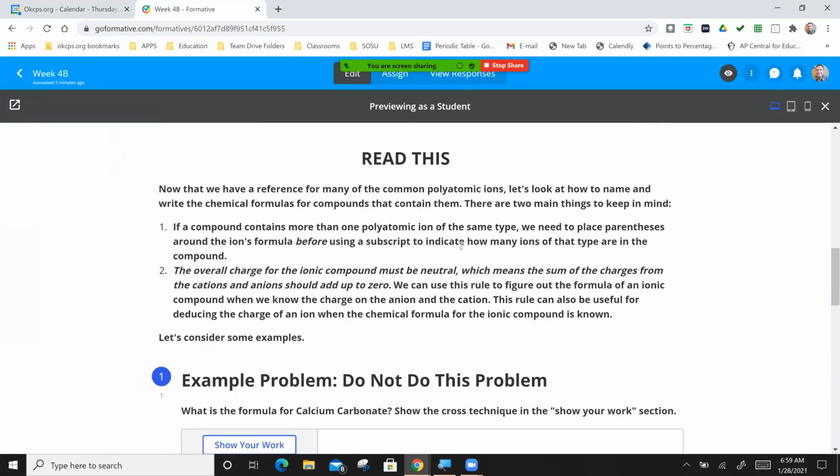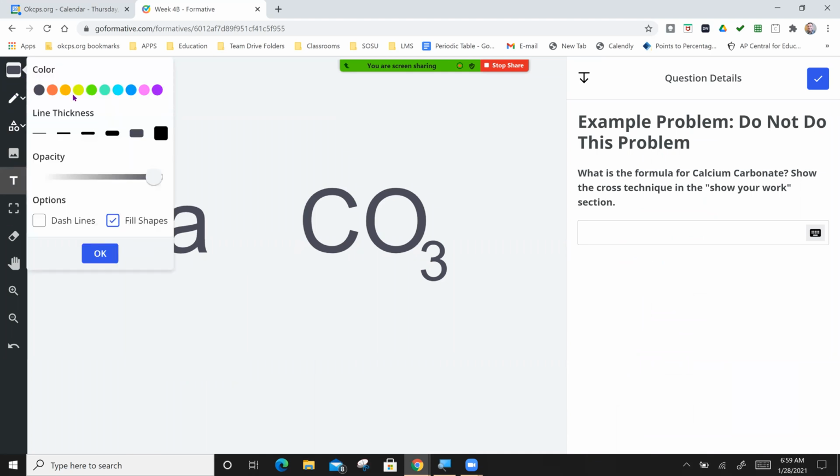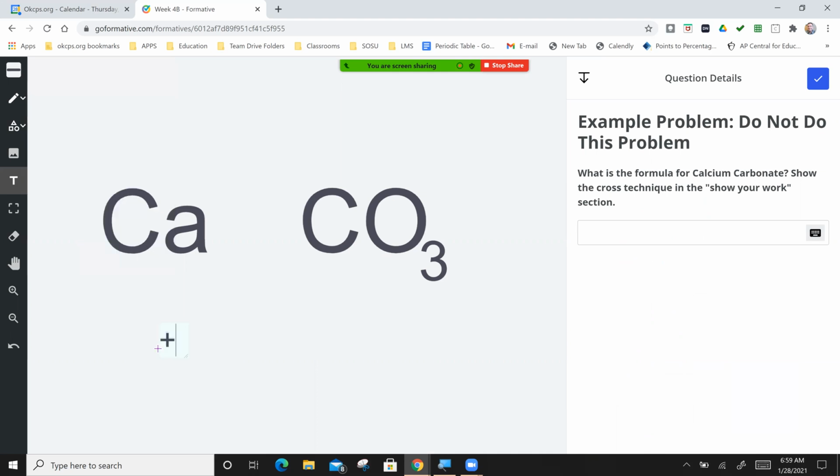So what we're going to do in the show your work section is assign the charges. I'm going to reduce my font here a little bit so I don't have to change it too much. So we're going to say that it is +2, and then the other one was -2. Calcium was +2. We looked that up on our periodic table. It's not something that you need to know, just something that you need to look up. And -2. And because the sum of the charges already equals 0, there's no need to do a cross technique. You write it just as it is. So you will write CaCO, and then we have to subscript the 3.